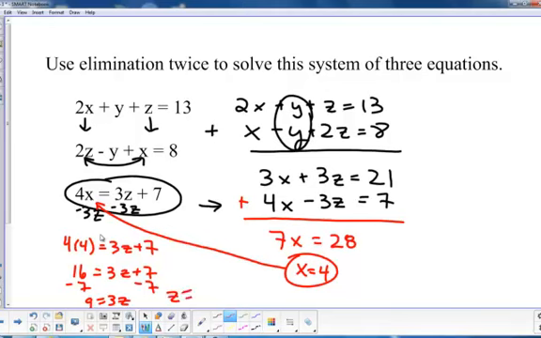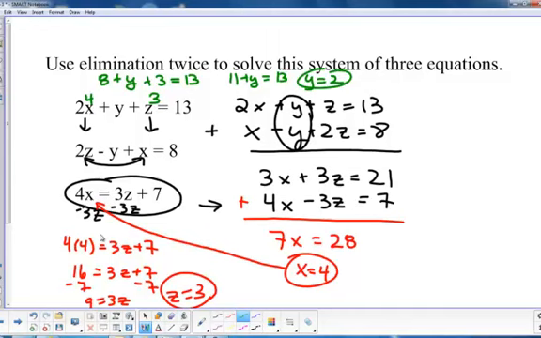So z equals 3. And now that I know x and z, I can pick one of these to plug it into to solve for y. So my x is 4, and my z is 3. So I have 8 plus y plus 3 equals 13. So 11 plus y is 13. So y would have to be 2. Now I can write this solution as my x value, then my y value, then my z value.